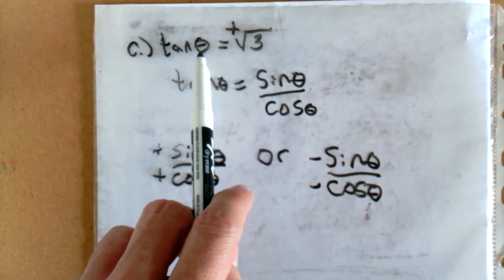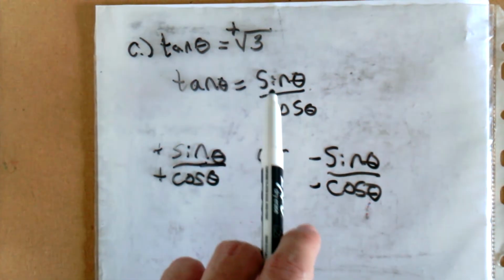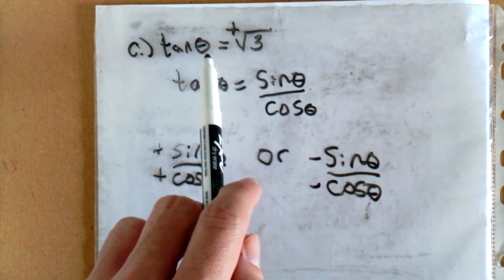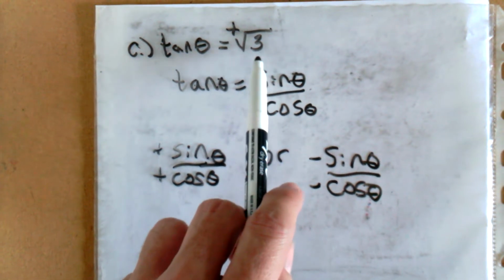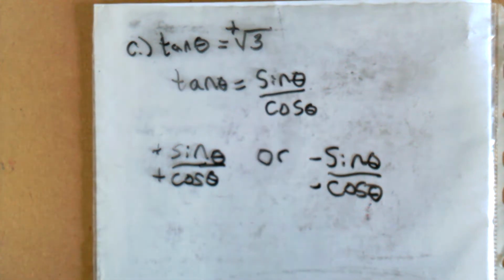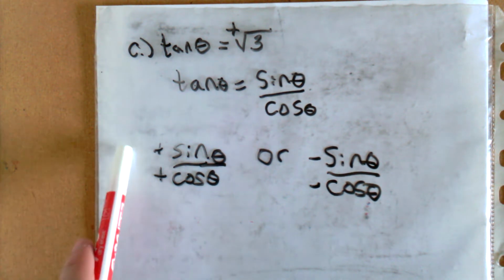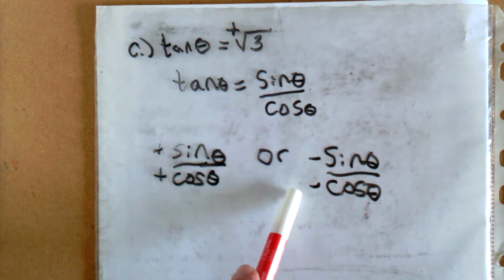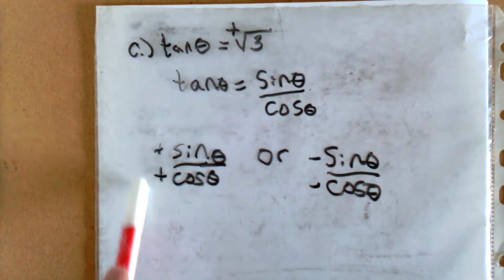Okay, so remember, when it says that tangent theta equals the square root of 3, that's just asking us at what angle is tangent equal to the square root of 3. Or in this case, since tangent is sine over cosine, it's asking us at what angle is sine divided by cosine equal to the square root of 3 at that angle. So let's look at the unit circle. We know we're in two cases, either sine and cosine are both positive or sine and cosine are both negative. Let's go ahead and look at the case where sine and cosine are both positive first.